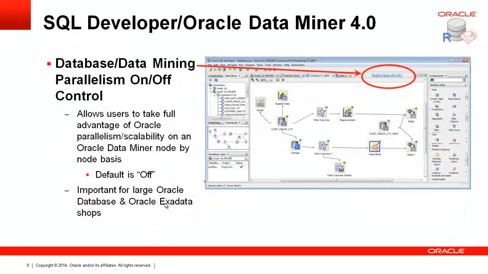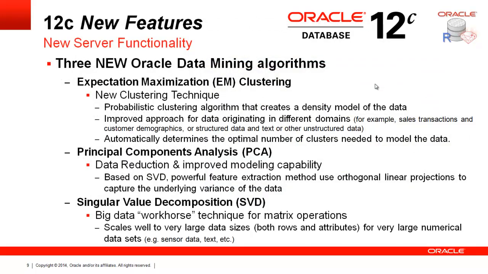Also in the SQL Developer 4.0 release, we've added this ability to manually or explicitly turn on or turn off parallelism. Because you're mining your data inside the Oracle database, you have access to all of this power. Sometimes you want to turn on all the cylinders all at the same time and have full parallelization, and sometimes you do not. So we expose that more explicitly for the users, and so you can work in concert with your DBA and take advantage of all the power of the database.